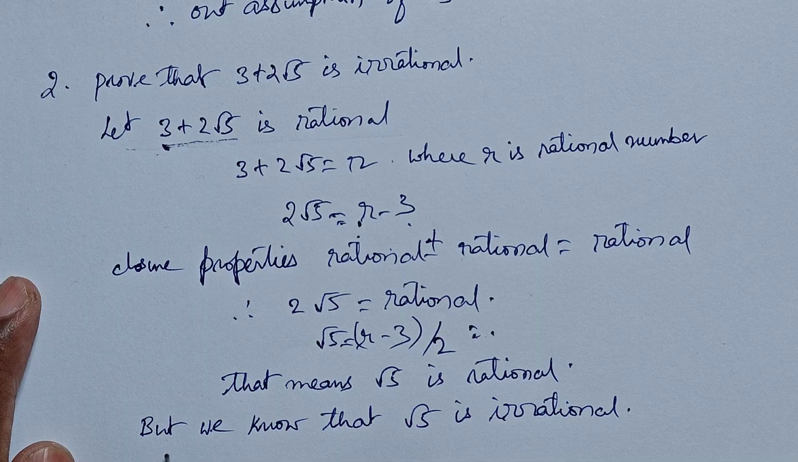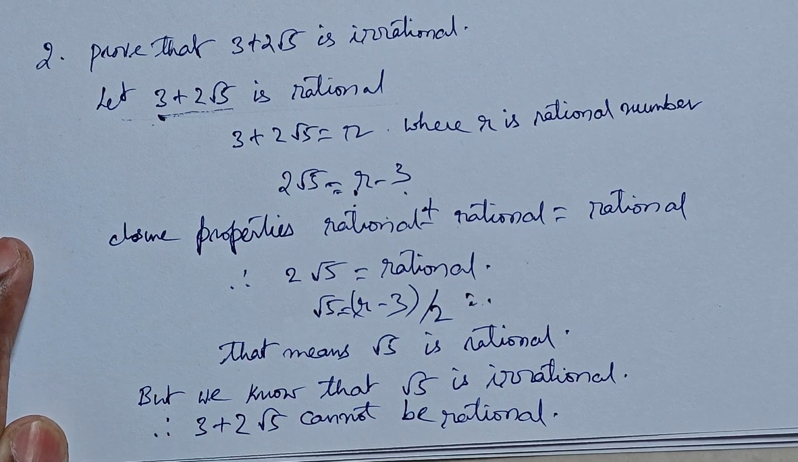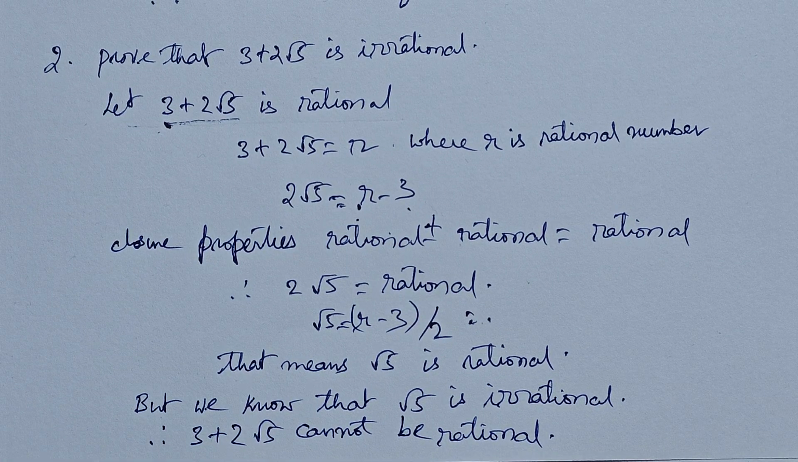Therefore, our assumption that 3 plus 2 root 5 is rational is incorrect. Therefore 3 plus 2 root 5 cannot be rational. Our assumption is wrong. Am I correct? So our assumption that 3 plus 2 root 5 is a rational number is incorrect. Why? Root 5 is irrational. That is a well known thing.